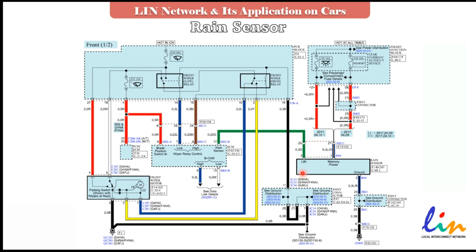Instead of having a couple of wires for communication between the rain sensor and the body control module, we only have one wire, which is the LIN network between the BCM and the rain sensor. So anytime it is raining, after the rain sensor detects that, it's going to share the information with the BCM via this LIN network, and the BCM is going to energize the wiper relay to operate the front wiper.